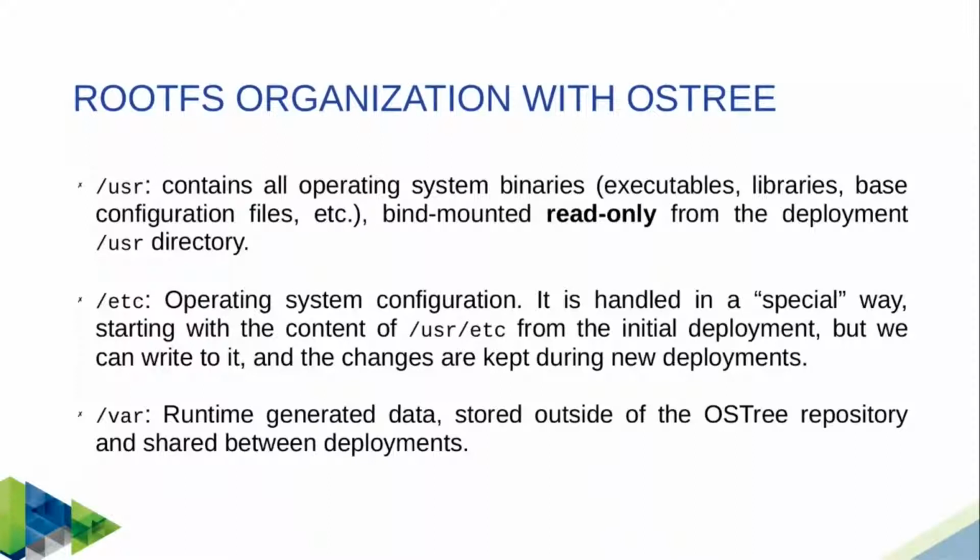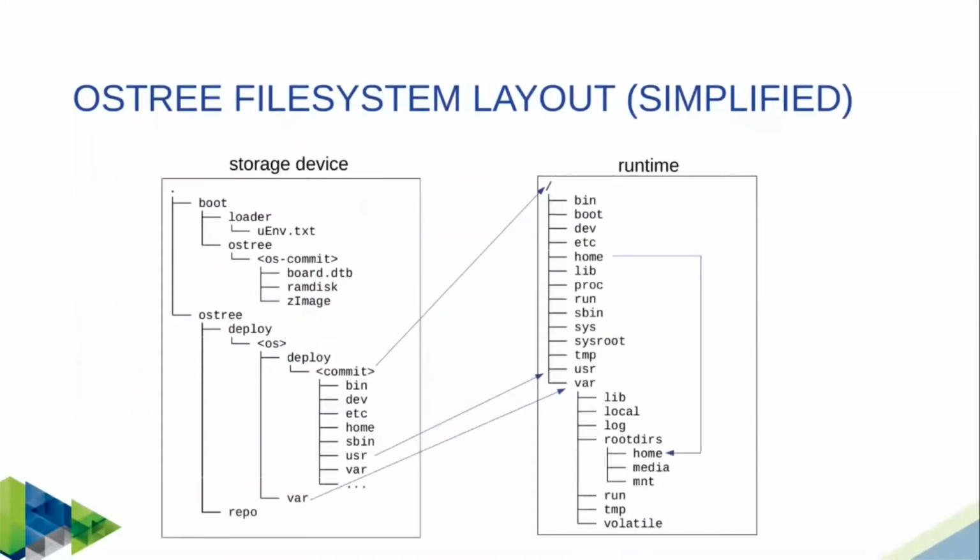This is a view of the file system layout. On the left, we have the view from the storage. On the right, we have the view at runtime with the bind mount done. On the left, we have the storage. As you can see, we have the boot and ostree directories. Inside the boot directory, we have a few boot artifacts, as I mentioned, like the boot scripts, kernel, initramfs, device trees.